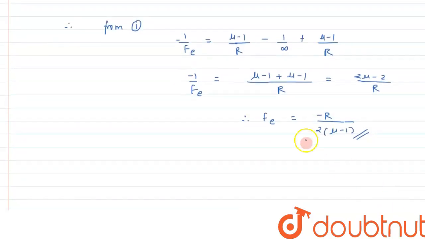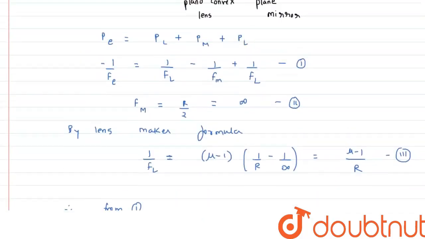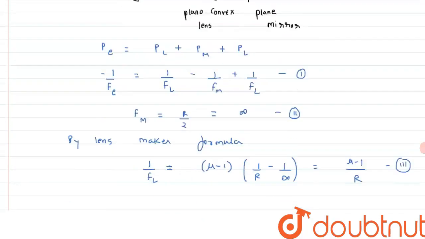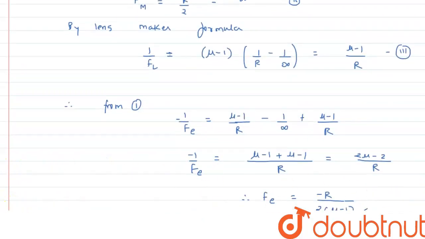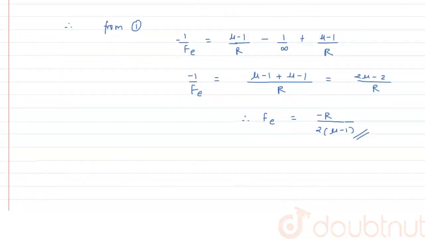So this is the focal length equivalent for the next case. Again we can see the focal length is coming out to be negative, so the whole system will behave as if it is a concave mirror. I hope you have understood the concept, and thank you for watching.